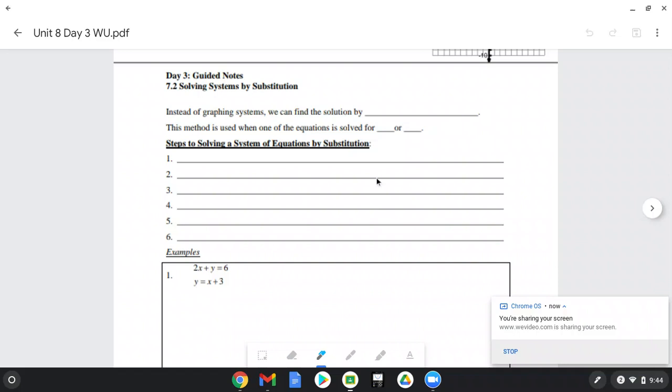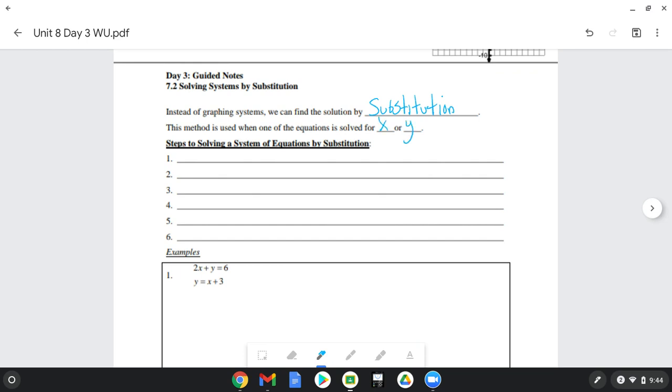All right, we're back at it with day 3 for solving systems by substitution. Today, instead of graphing, this is more algebraic, and we're not going to have graphs, as you'll notice with just the first example down below. So this first blank spot is substitution. That's what we call this because you'll see that we're going to be substituting expressions in for variables in a little bit. We use this when at least one of the equations is solved for x or y.